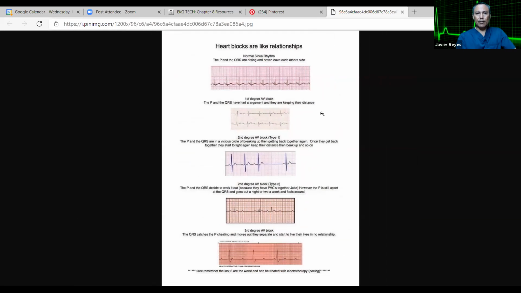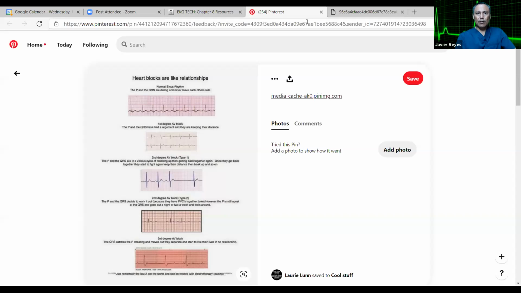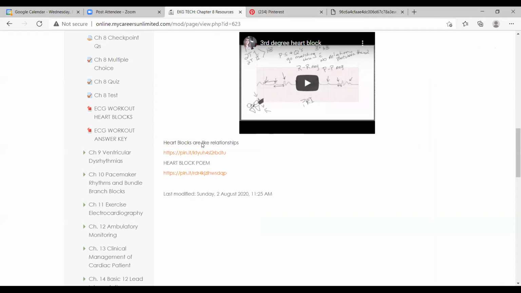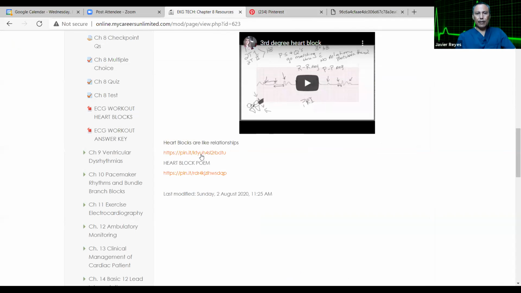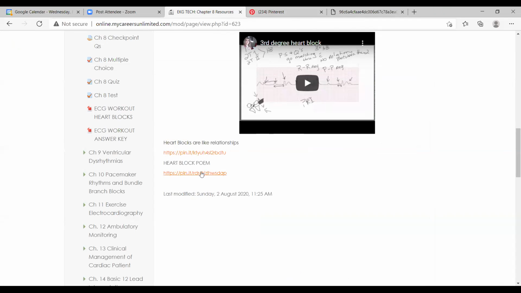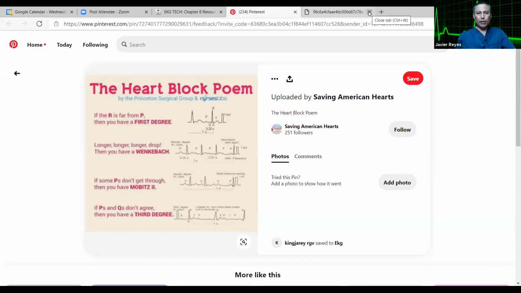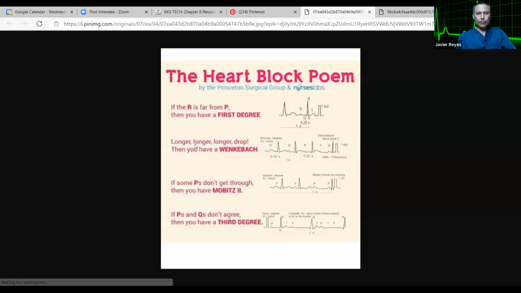Right? And then we haven't covered the other ones, but the point I was trying to make is you can go ahead and look at these links, and I think they're very helpful. That picture is linked in the website, it's right here. You're looking at the screen, right? Yes. This one, and then the heart block poem. That's another one. I think they help you remember things. If the R is far from P, then you have a first degree. So the P's over here and the R, so it kind of rhymes. You get it? If the R is far from P, then you have a first degree. It's supposed to be a little rhyme.